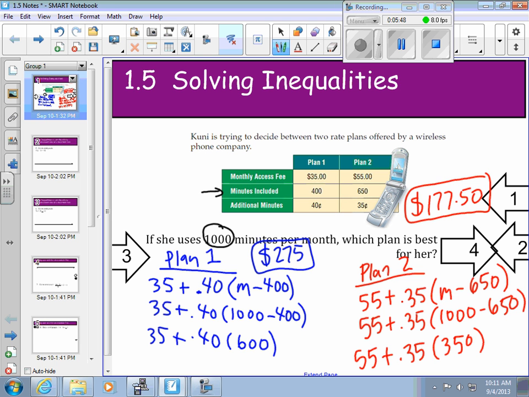Well, 177.50 is less than 275. If I were picking it, I would want to pick the one with less money here. Plan 2 is the better one if she's going to use 1,000 minutes per month. So that's using inequalities to compare values. All right, next we're going to look at solving inequalities.